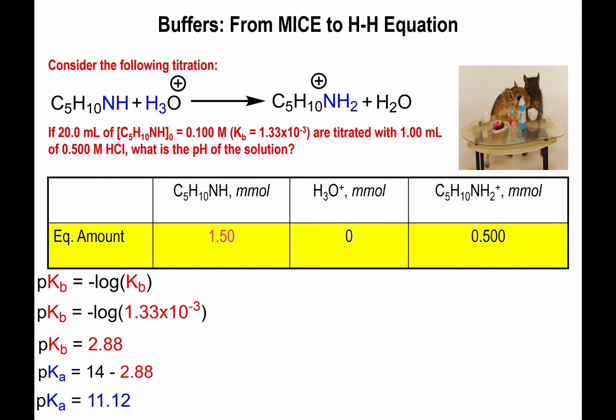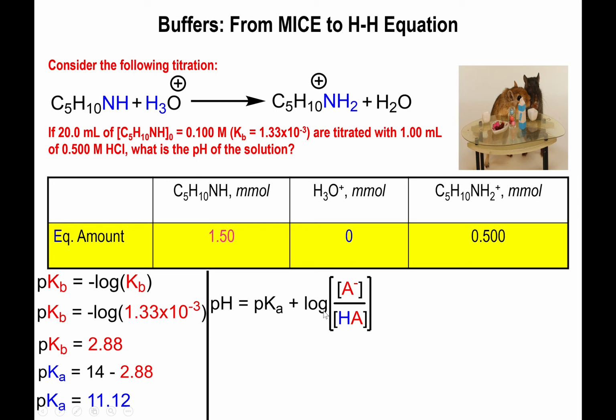You have to have the pKa value if you're going to use the Henderson-Hasselbalch equation. It doesn't matter if the original species is acidic or basic. The equation calls for the pKa, so you have to get the pKa if you don't have it. All right, now that we know that the pKa is 11.12, and by the way, the fact that this pKa is greater than 7 is telling you that this is probably a basic substance.